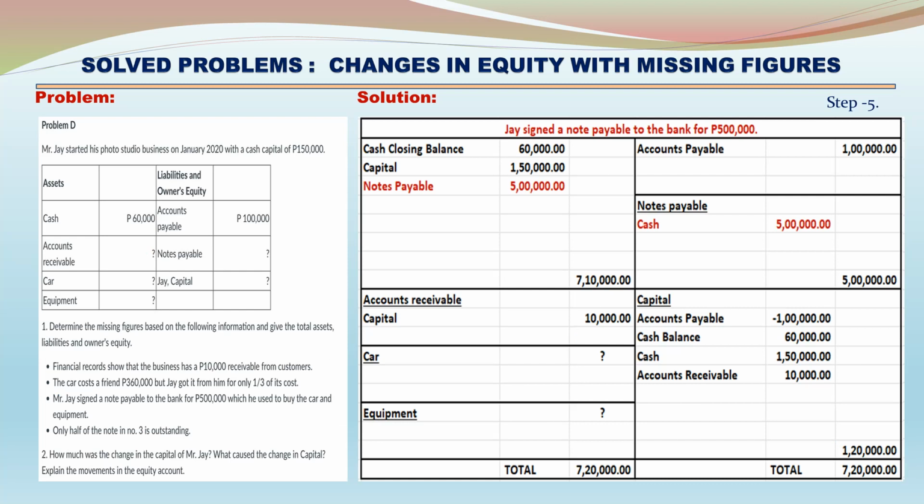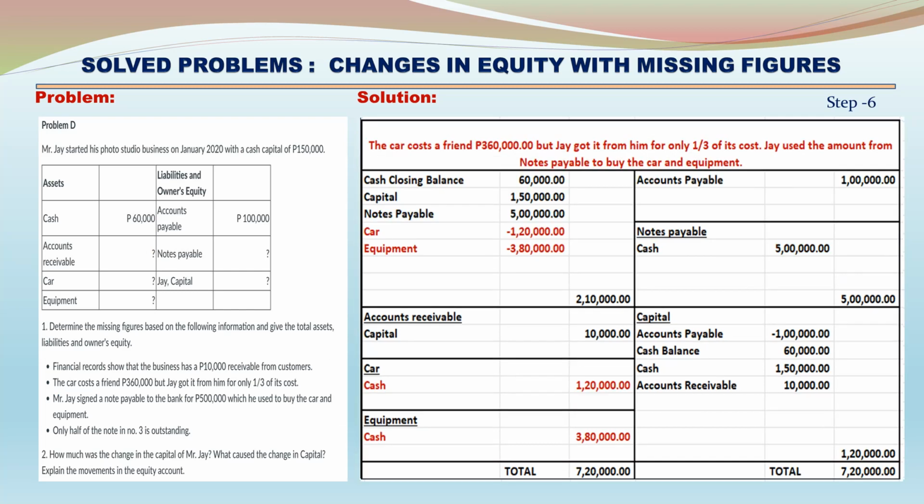J signed a note payable to the bank for 500,000. On the cash side, notes payable 500,000. On the liability side, notes payable, cash 500,000. Total assets 720,000. Total liabilities including capital 720,000.